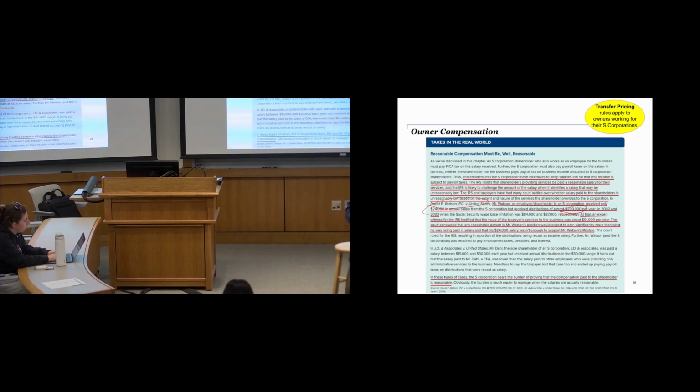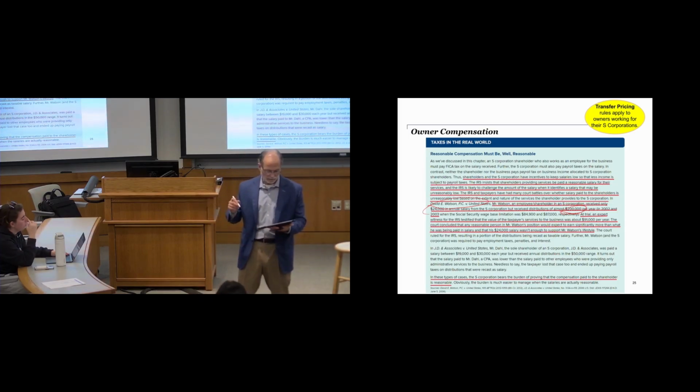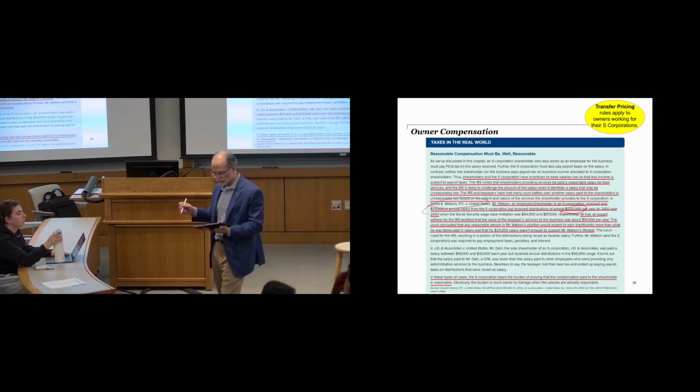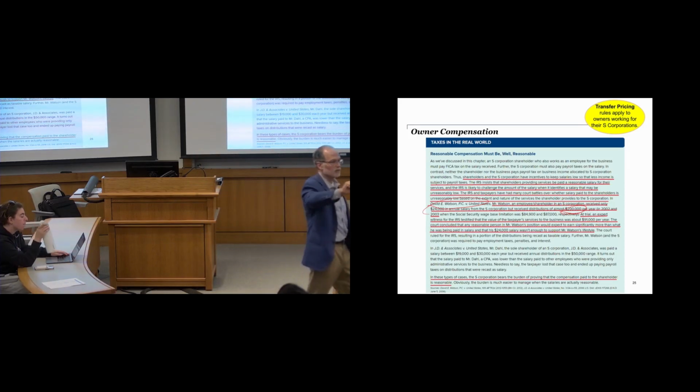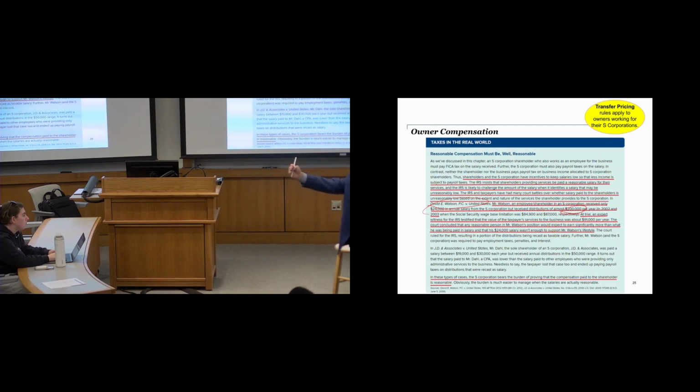So the court concluded that any reasonable person in Mr. Watson's position would expect to earn significantly more than what he was being paid in salary, and that his 24,000 salary wasn't enough to support his lifestyle. Okay, so this is when the IRS went in and made an adjustment, increasing the compensation from 24 to 91, and it would have lowered the 200,000 that was left over by the delta as well, right? Because it's going to come out of business income and go out as salary.